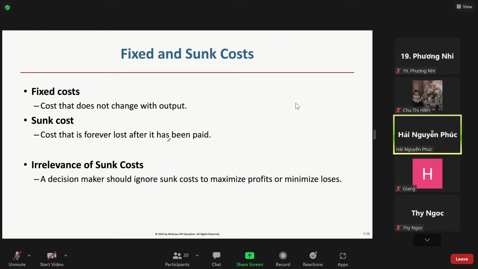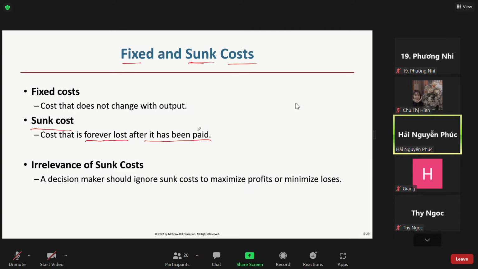Our next discussion is about the fixed and sunk cost. We know that the fixed cost exists in the short run. What is the definition of sunk cost? The sunk cost is the cost that would be forever lost after it has been paid.